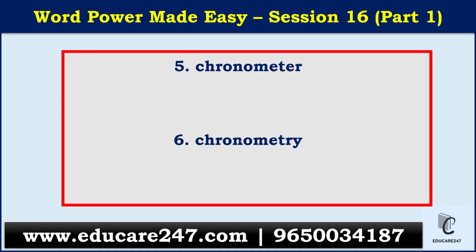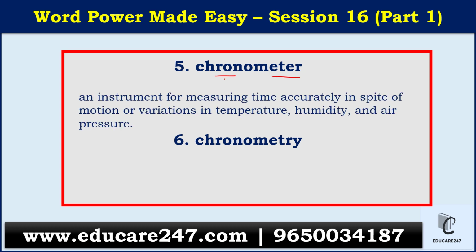Next we have is chronometer. So meter, metron, measuring, and chronos, time. So something which measures time. So an instrument for measuring time accurately in spite of motion or variation in temperature, humidity, and air. So this is an instrument specifically. So you would say there is stopwatch. So chronometer is actually, it negates all the things, means atmospheric conditions, and measures time. So that instrument is called chronometer.